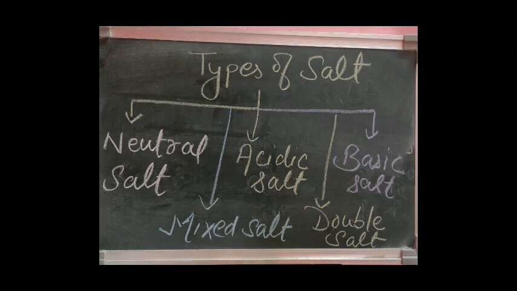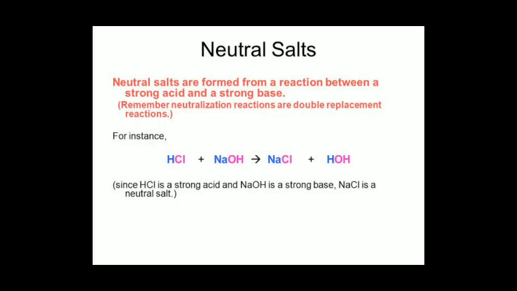Till now we know that salts are basically neutral, but there are different types of salts present. These are neutral salt, acidic salt, basic salt, mixed salt, and double salt. We are going to learn about these salts one by one. The first salt is neutral salt.